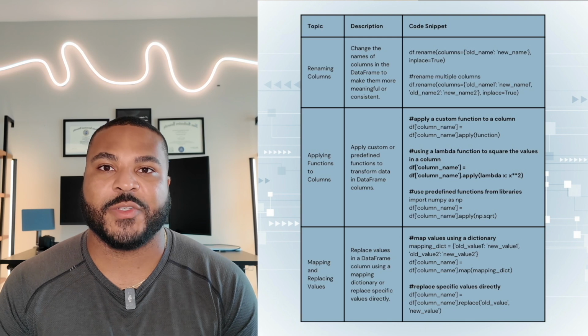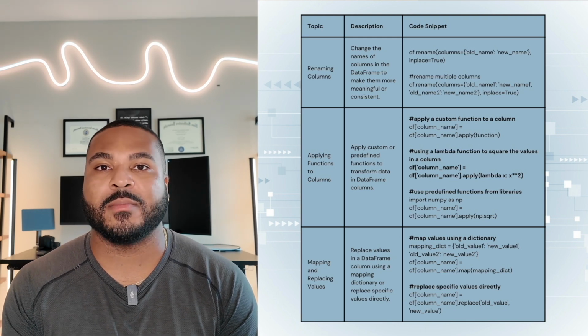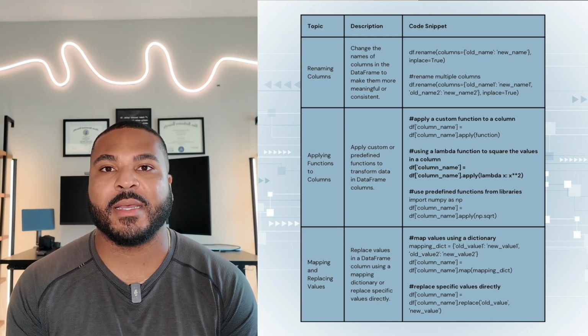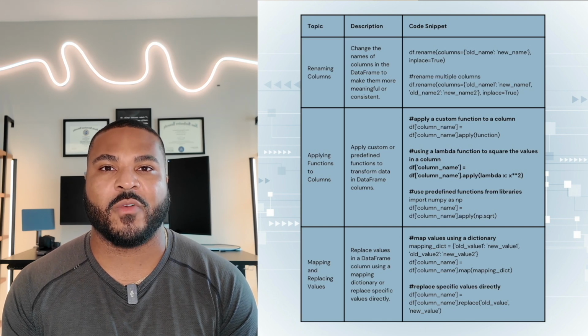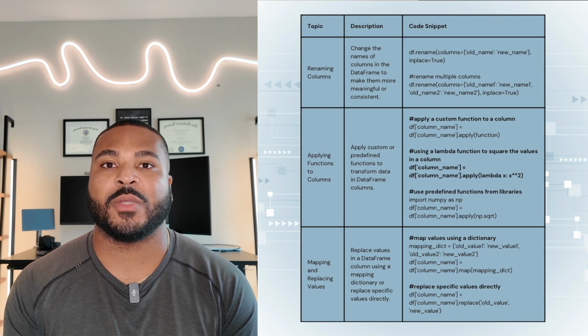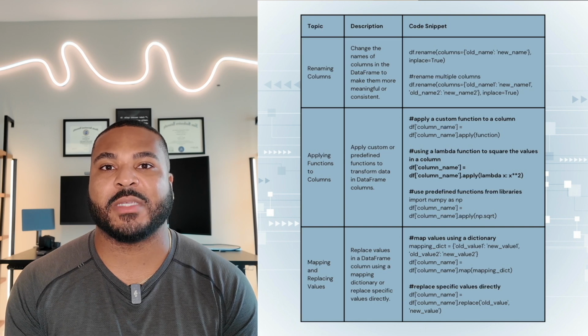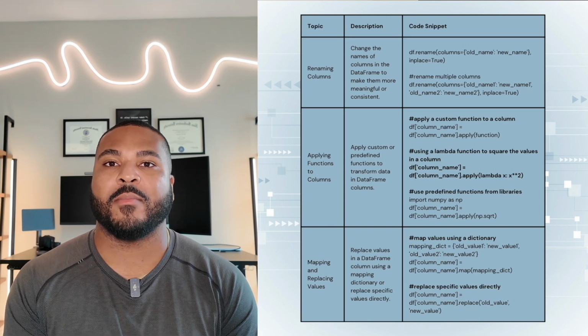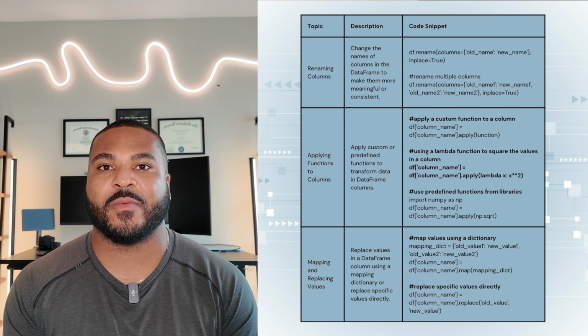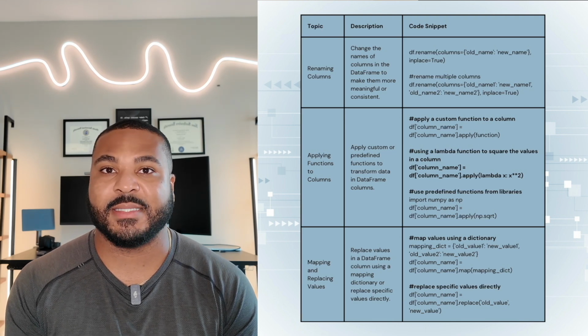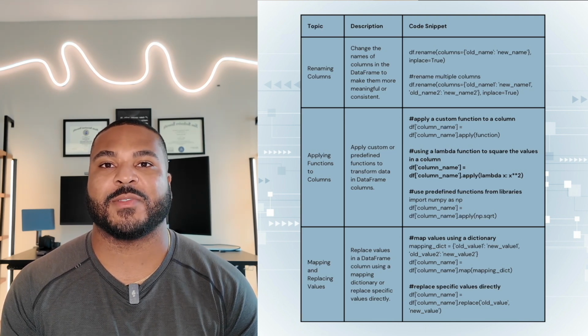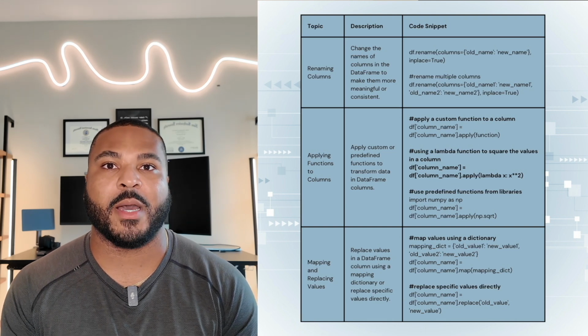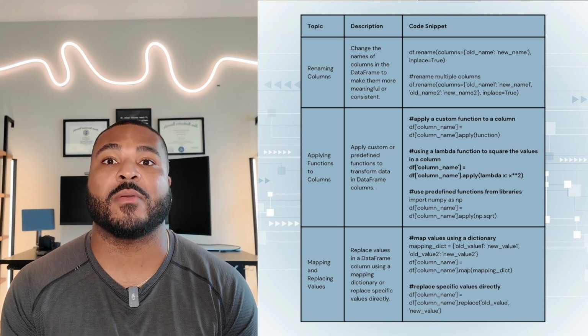Let's review some data transformation topics. Renaming columns is a common task when working with data to make the column names more meaningful and consistent. You can use the rename method to change the names of columns in your data frame. To rename multiple columns, provide a dictionary with old column names as the keys and new column names as values. The inplace=True parameter modifies the data frame directly without creating a copy.